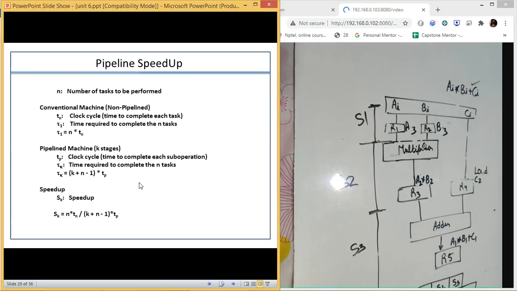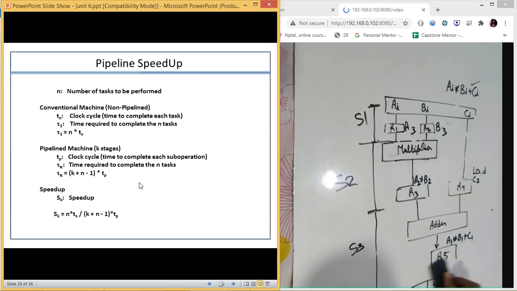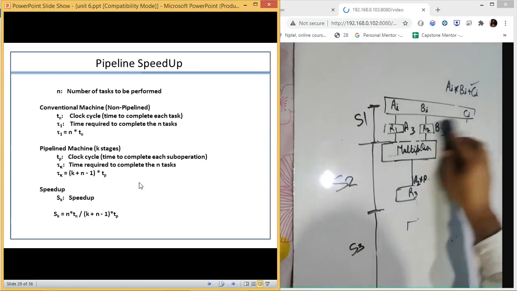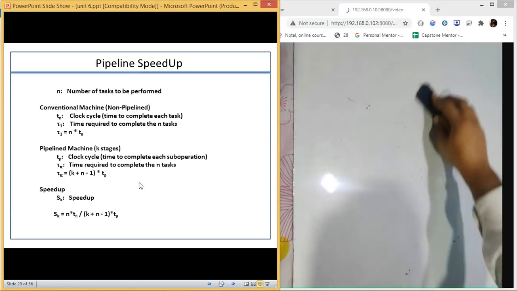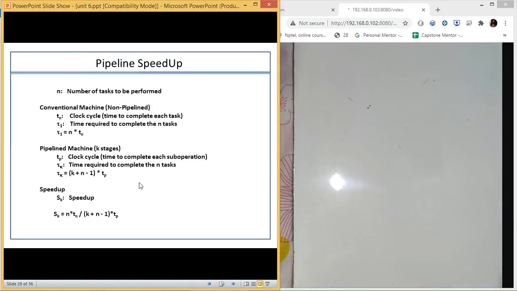Now, after this, the next topic which we have is pipeline speed up. I think we have done this a number of times. We haven't used the formula, but we can easily understand what a speed up is. It's very easy to find. We did it in a simple method, but now they are representing it in the form of a formula which you can use.